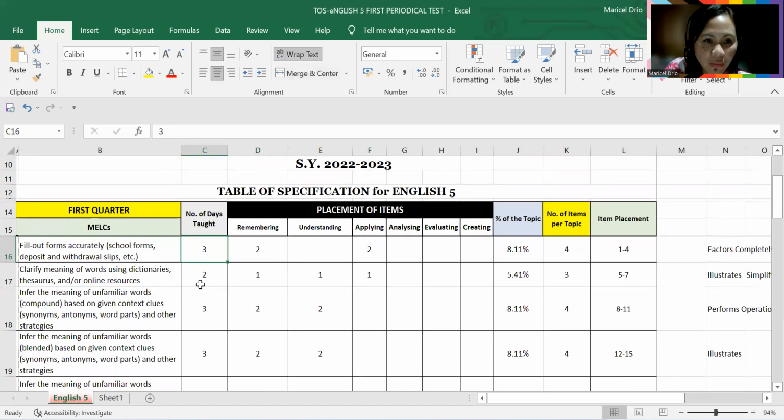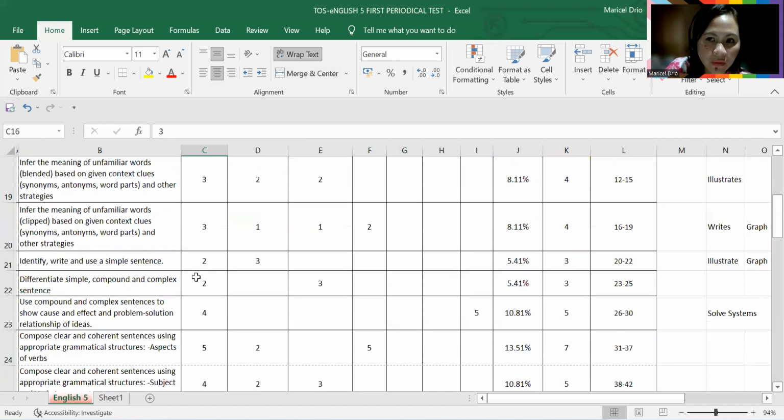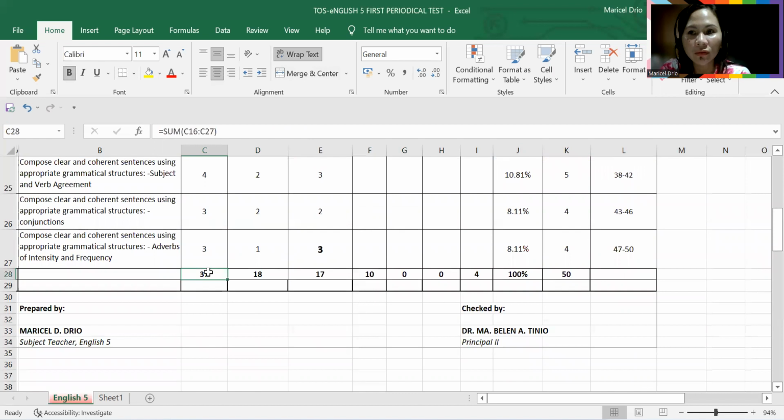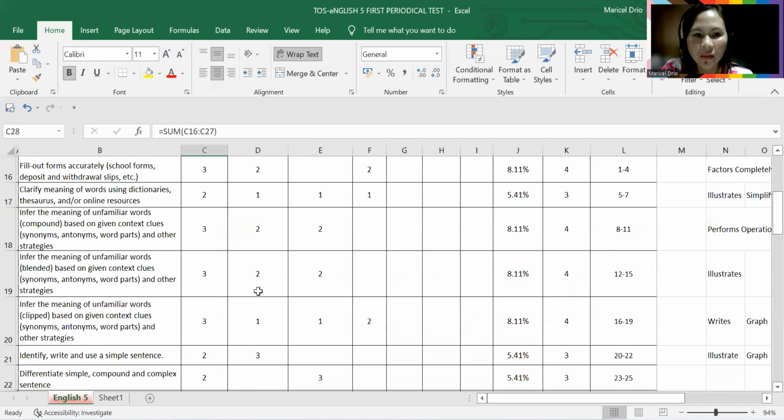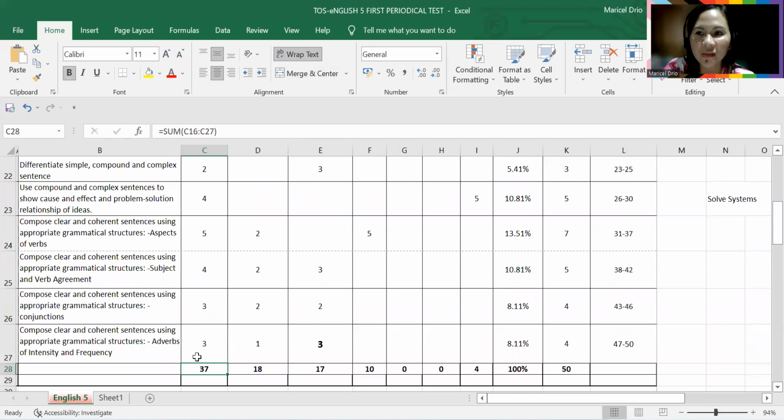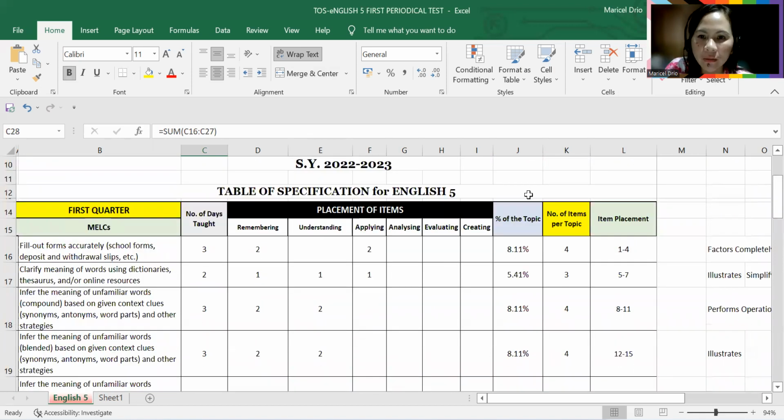And then, of course, we are going to do the same for the other objectives. And all in all, I had taught for 37 days for the first quarter. This is the total number of days, or the total actual class days, which is very important in finding the percentage of the topic. So you are going to divide the number of days taught by the total number of days taught. So here we got 8.11%.